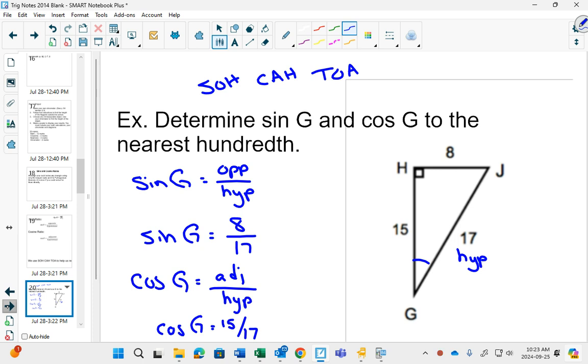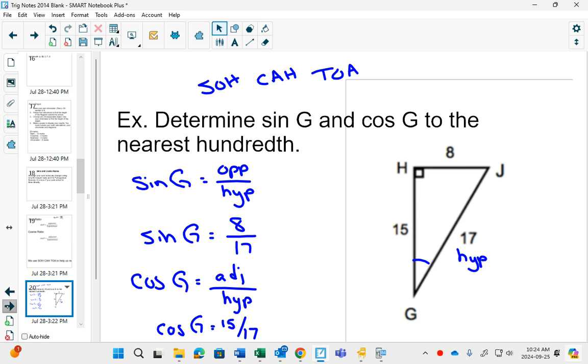This is a very famous triangle. Has anyone ever seen this particular triangle before? It's famous because it's one of the triangles where those are not rounded at all. They work out perfectly. If you do 8 squared, which is 64, and 15 squared, which is 225, and add them together, you will get 289, which is perfectly 17 squared.